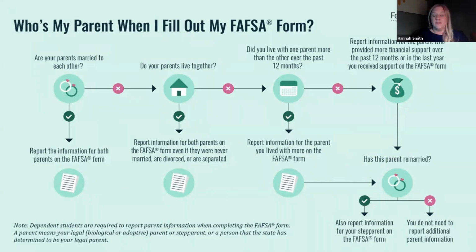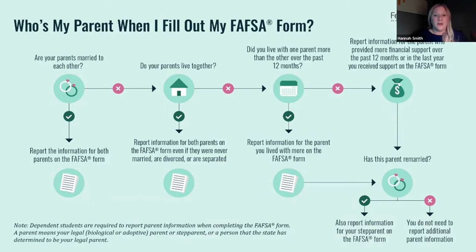And if it truly is a 50-50 split, and you can't really determine who you spent more time with, you're going to report the information for the parent who provided more financial support for you over the past 12 months as a student. The tiebreaker is typically who provides health insurance, car insurance, things like that. You're going to put the parent that provided more than 50% financial support on the FAFSA. Now, if your parent has remarried, then both your parent and their new spouse will have to go on your FAFSA form. If they're not remarried, you don't have to worry about additional parent information. It'll just be that one parent that's provided that financial support for you over the past year.